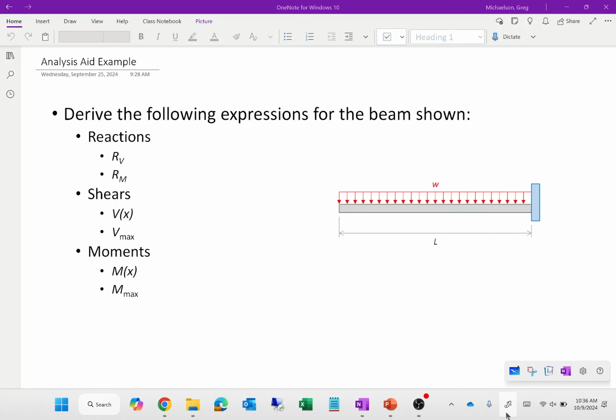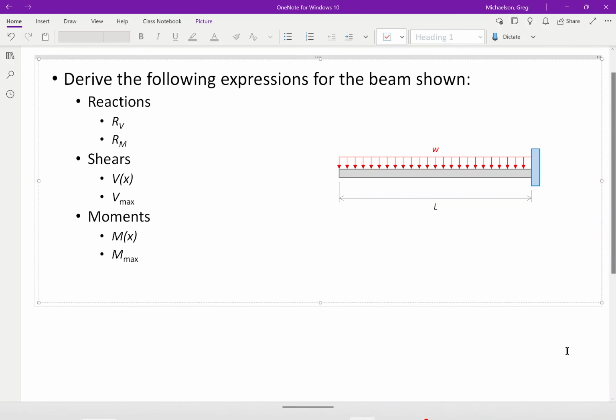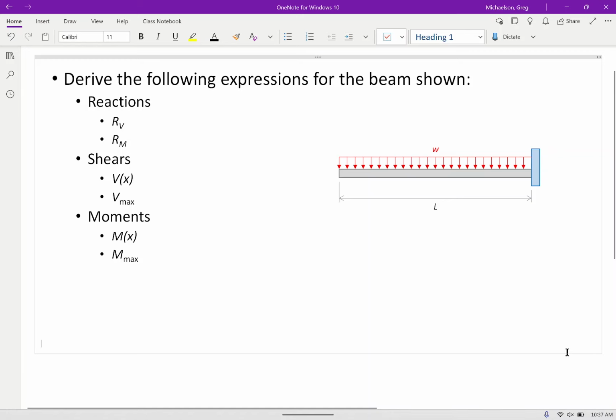So I want to treat this problem like I would any problem in this class, okay? So how would you construct the shear and moment diagram for a cantilevered beam? Ignore the symbols. If I wanted to draw the shear and moment diagram for this beam, what do I need? What do I do? What's the first thing to do? Reactions, right? So we need reactions, okay?